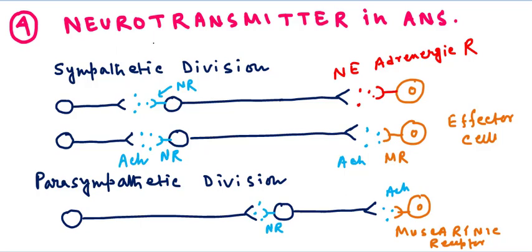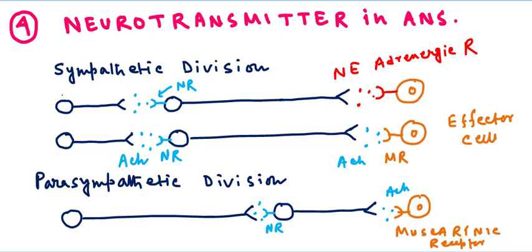In this video, we will discuss the neurotransmitters in the autonomic nervous system. This is the fourth lecture video of our nervous system series. In the previous lecture video, I talked about the differences between the sympathetic and the parasympathetic division, and also the functional differences between them.